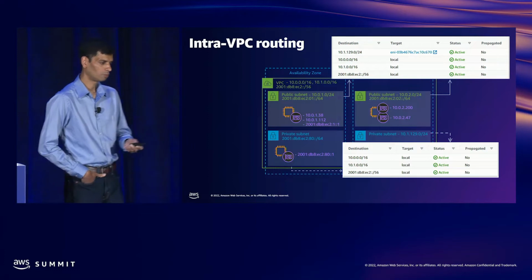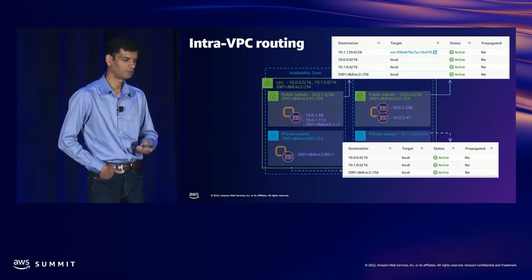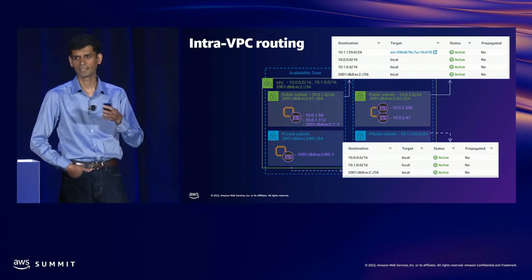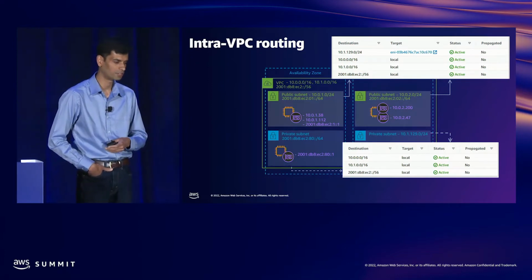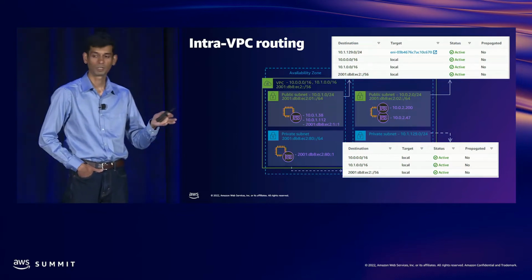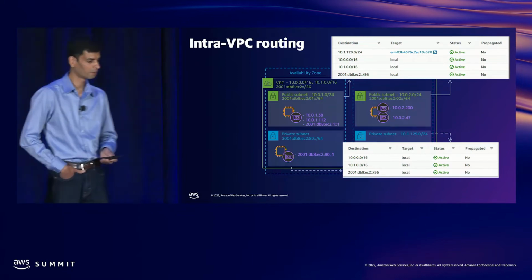Now you also have the option, as you can see on the top route table, of having a specific route to a specific ENI and so on, and that lends itself to several networking use cases. One of them could be if you want to do traffic filtering between subnets.